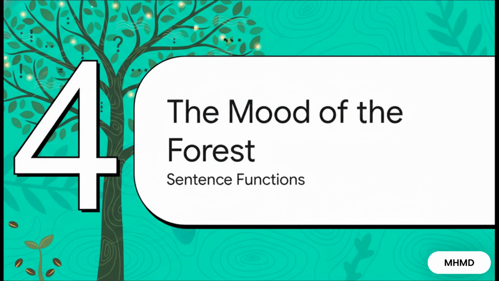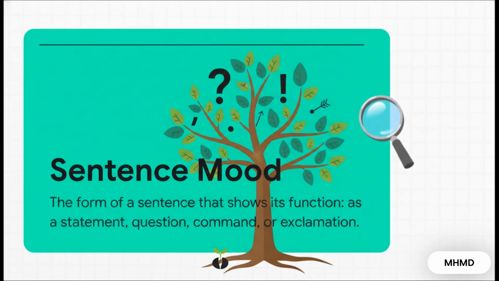All right, section 4, the mood of the forest. So we've built our trees, we have our structures, but what do they actually do? I mean, how do they communicate? This is where we get into what's called the sentence mood, which is really just a fancy way of saying its function or its purpose. So, yeah, the mood is all about what the sentence is trying to accomplish. Is it stating a fact, asking a question? And there are 4 main moods.